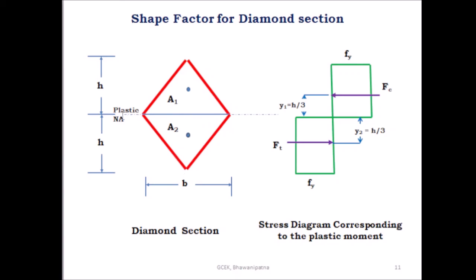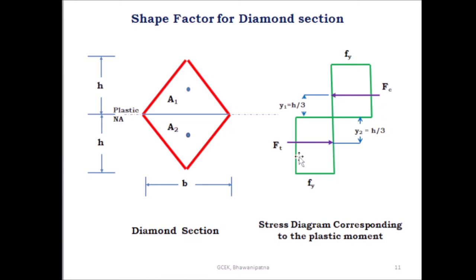So here the plastic neutral axis divides the area into two equal halves, A1 and A2, and this is the stress diagram corresponding to the plastic moment. This is one triangle, this is another triangle. So here the center of the area A1 from the plastic neutral axis is h by 3. Similarly, the center of the area A2 from the plastic neutral axis is also y2 equal to h by 3, and this is the compressive force and this is the tensile force.